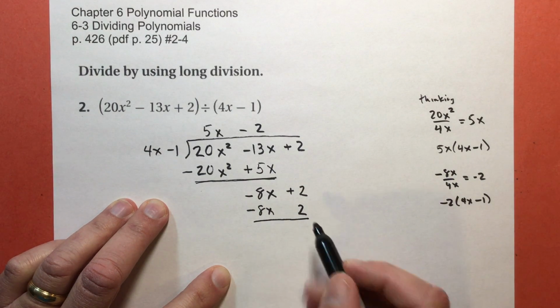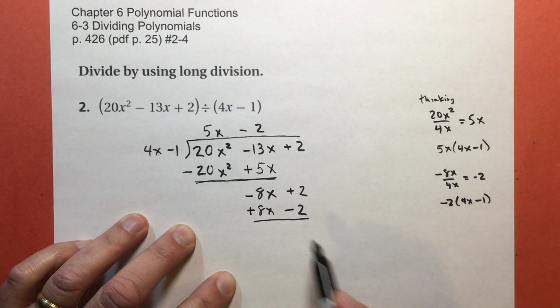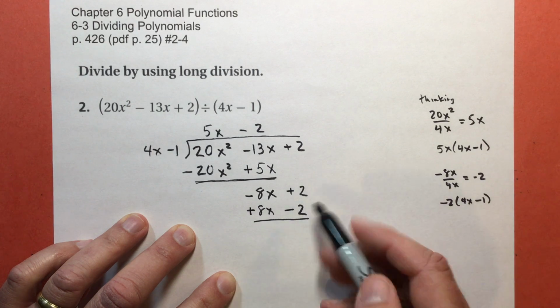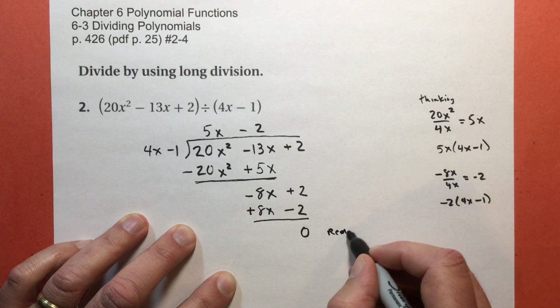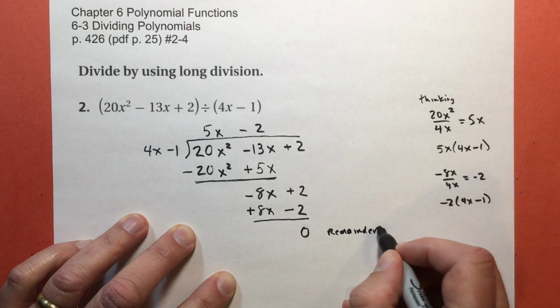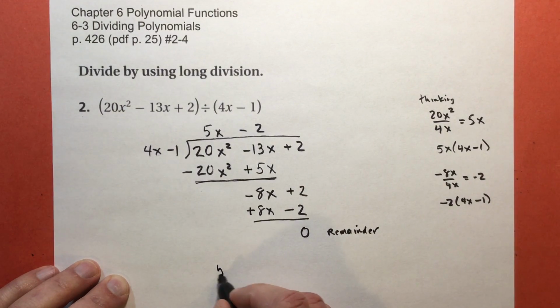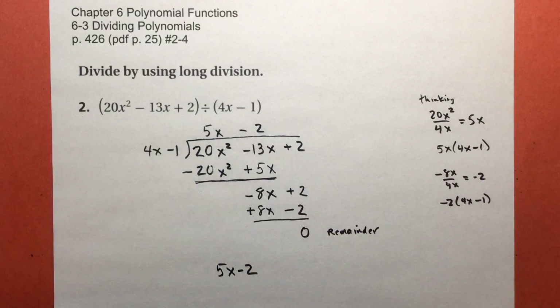Because when I subtract, I'm going to change the sign. Negative becomes positive, and positive becomes negative. 2 plus negative 2 is 0. And that is my remainder, which is 0. So I don't have to worry about that part. So my final solution is just 5x subtract 2. My final quotient, I should say, is 5x minus 2.